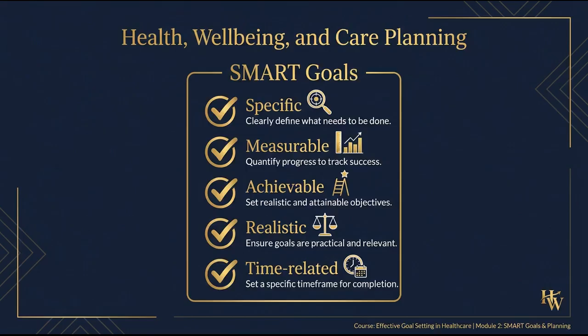Lesson 3. Health, Wellbeing, and Care Planning. How do we properly define health? According to the World Health Organization definition used in your syllabus, well-being is a holistic state of complete physical, mental, and social well-being, not merely the absence of disease or infirmity. An individual's health is influenced by several life factors.